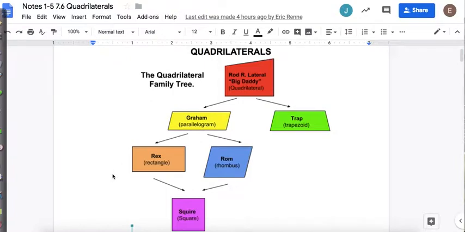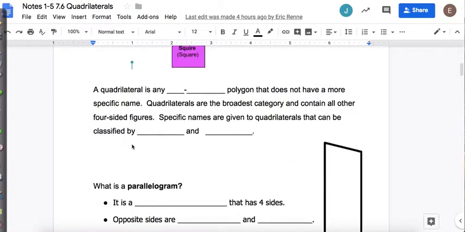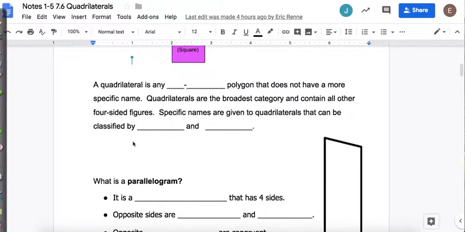Okay, so let's complete the notes. A quadrilateral is any four-sided polygon that does not have a more specific name. Quadrilaterals are the broadest category and contain all other four-sided figures. Specific names are given to quadrilaterals that can be classified by sides and angles.